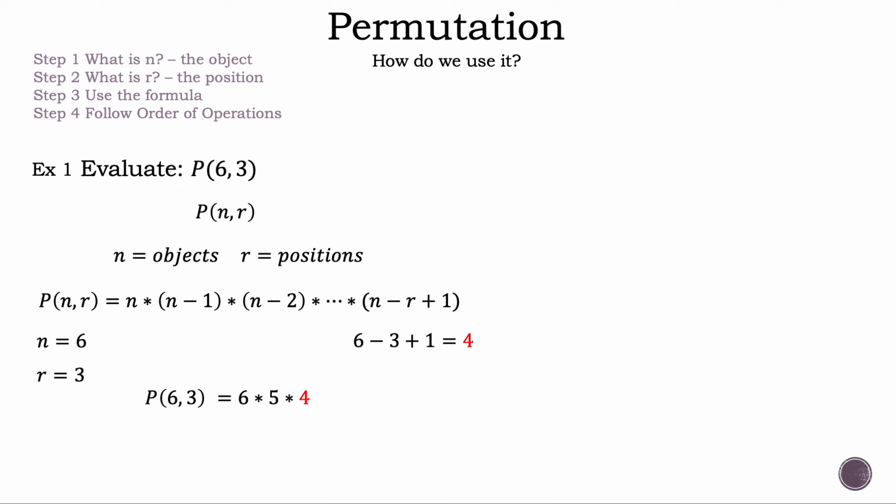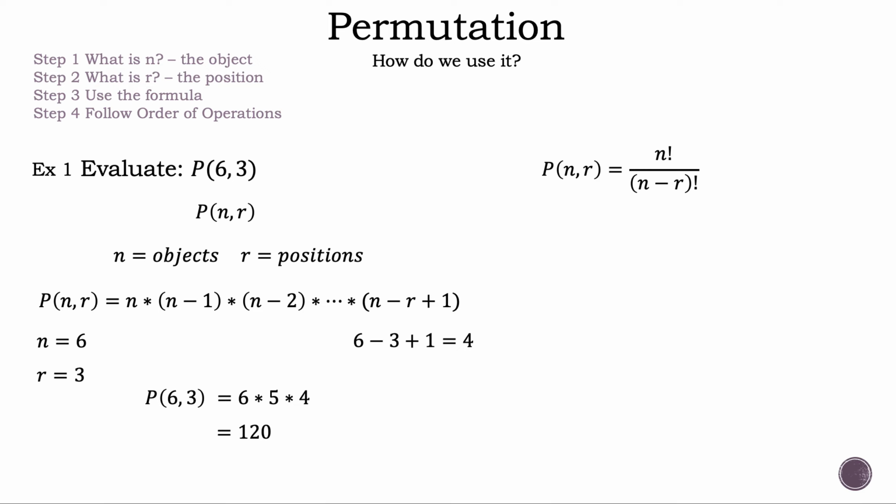We use 6 because of the number on the left in 6 permutations of 3. And we have 3 slots because of the number on the right in 6 permutations of 3. And 6 times 5 times 4 is 120. So we have 120 outcomes. Now, let's use the formula.